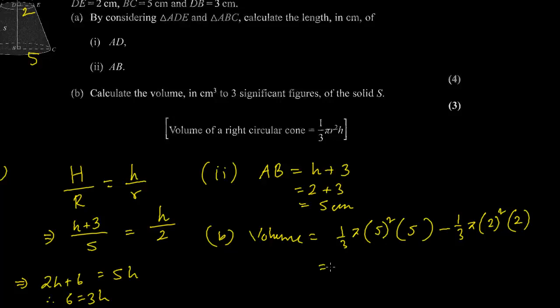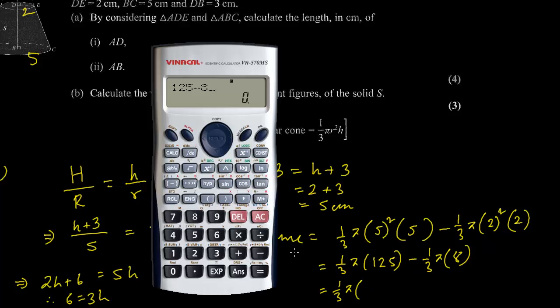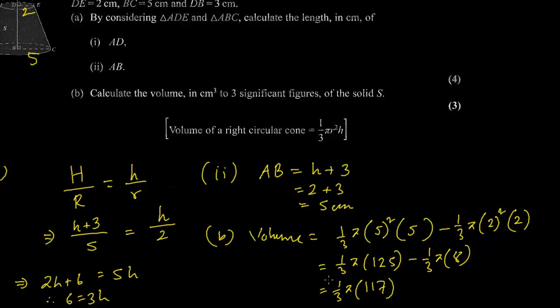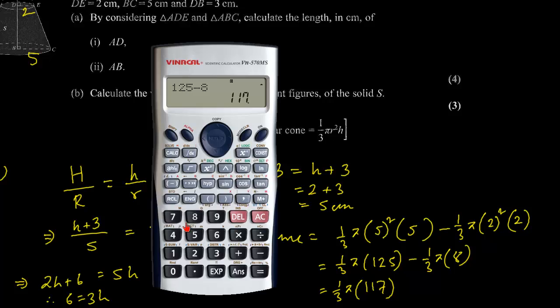So if we calculate this, by simplifying, 1/3 pi 5 cubed or 125 minus 1/3 pi 2 cubed or 8. If we take 1/3 pi common, the calculation becomes easier. 125 minus 8 becomes 117. So that becomes 117. So we can just calculate this.